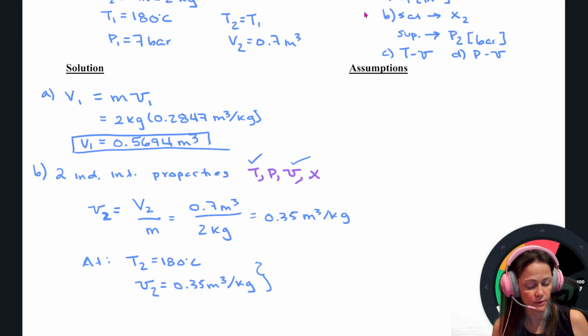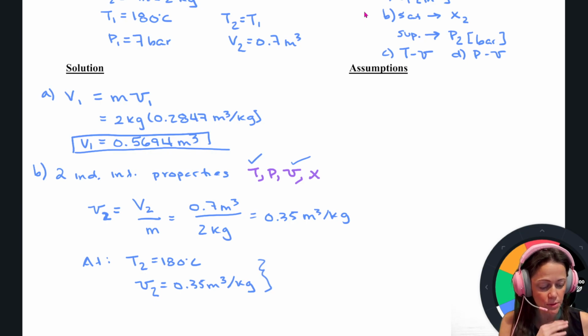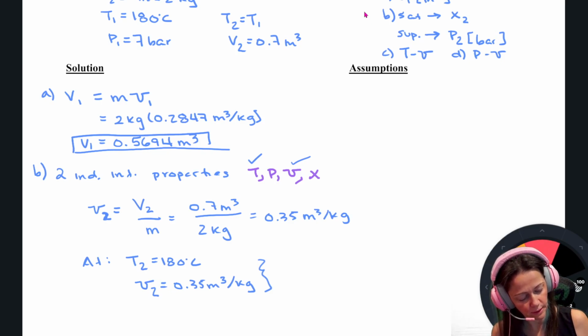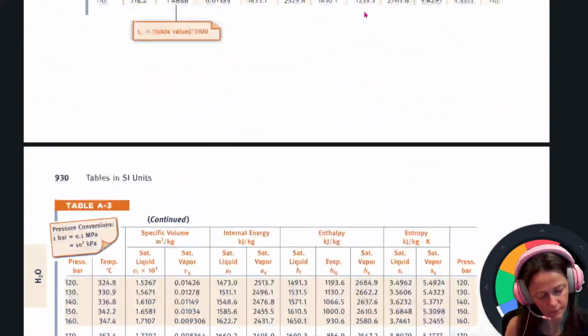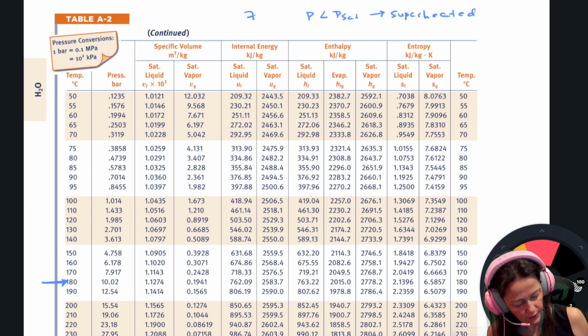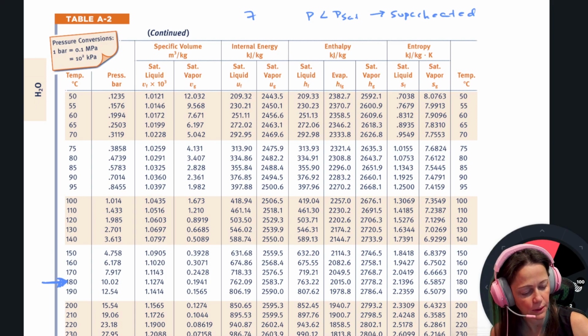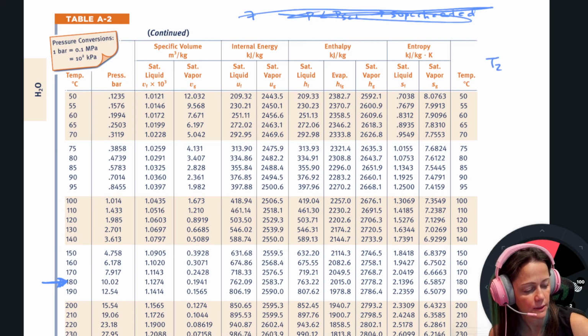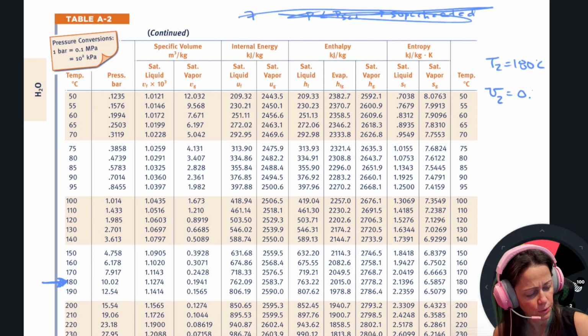And so now I need to figure out what phase we're in. So I go to, again, my saturated tables, and I'm going to go to the ones that are organized by temperature, because I have the temperature. So let's go to table A2. There we go. All right. So I can see at 180 degrees, remember, T2 is 180 degrees and v2 was 0.35 meters cubed per kilogram.